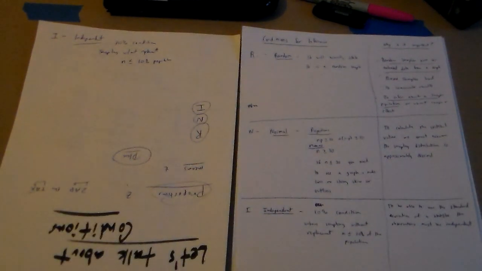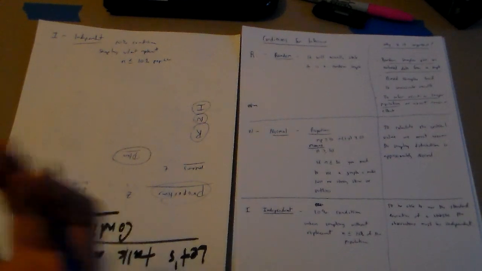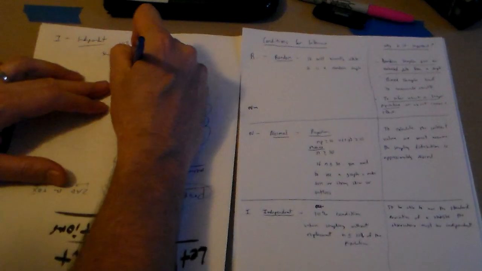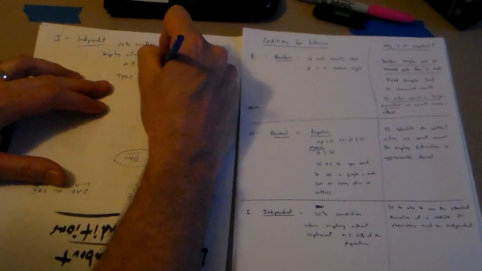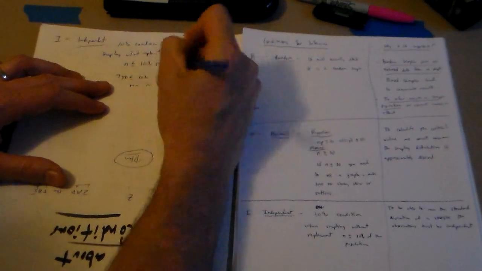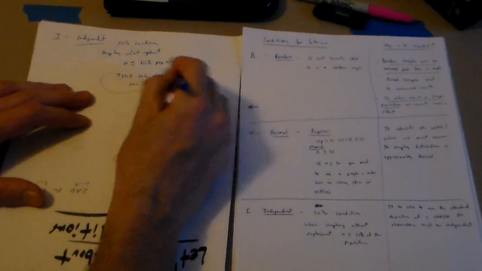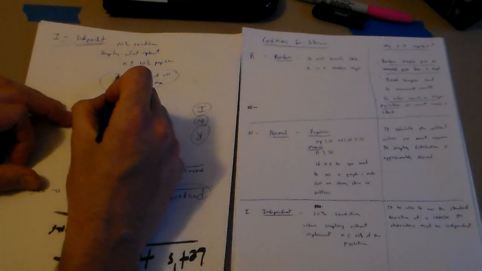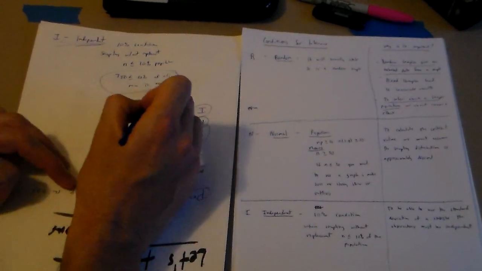So if I went back to that example we just talked about of men in Massachusetts, you would want your sample size, let's say I took a sample of 750 men, and I wanted to see what percent of them liked pizza. Well, 750 is less than or equal to 10% of all men in Massachusetts. So that's what I would put down for the independent condition.